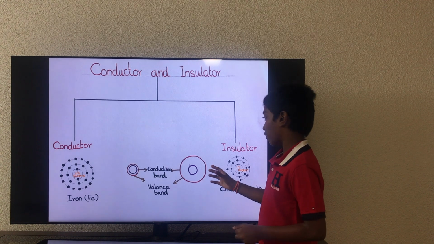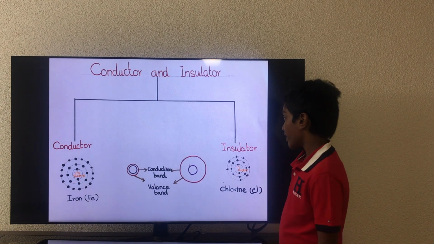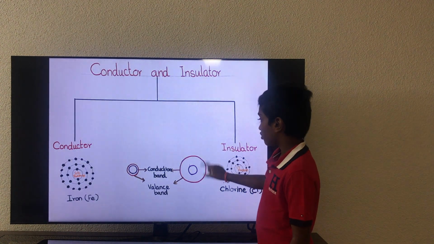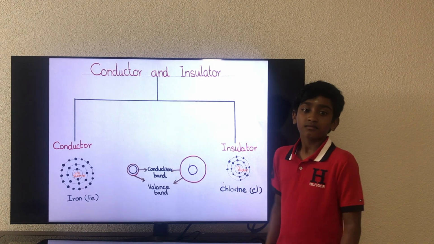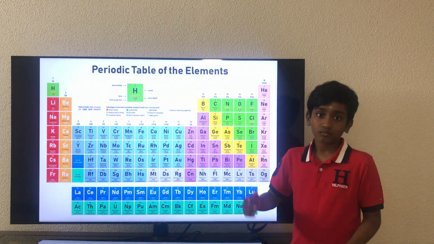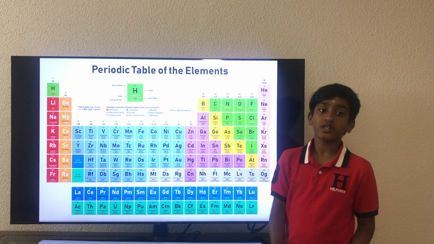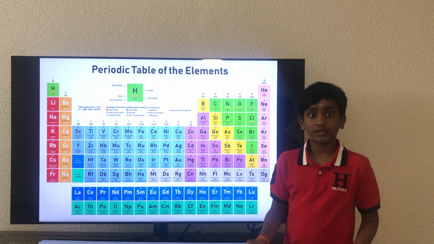In the insulator, however, the valence shell and conduction band are pretty far away. So it's hard for the electrons to go to the conduction band, so they won't conduct electricity. Coming back to our question, what is a semiconductor? A semiconductor is an element that conducts and insulates current.